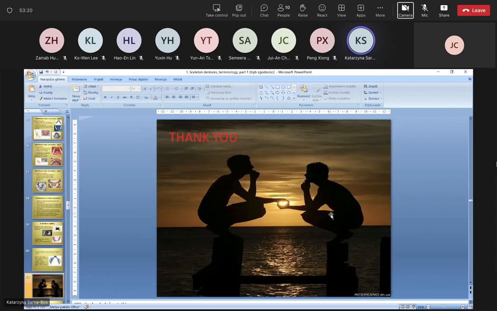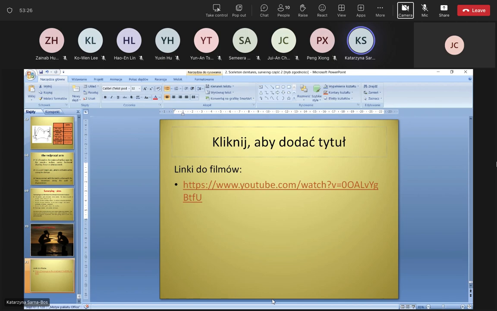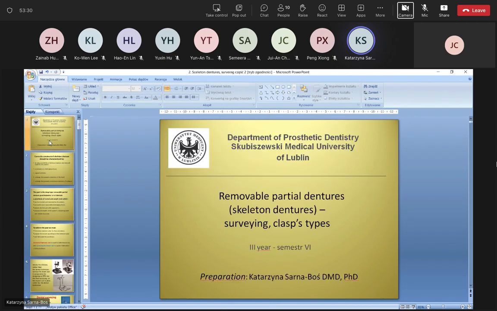Okay, that was the first part of the lecture, and now let's go to the second part. Now we'll be talking about the surveying procedure and the clasp types.